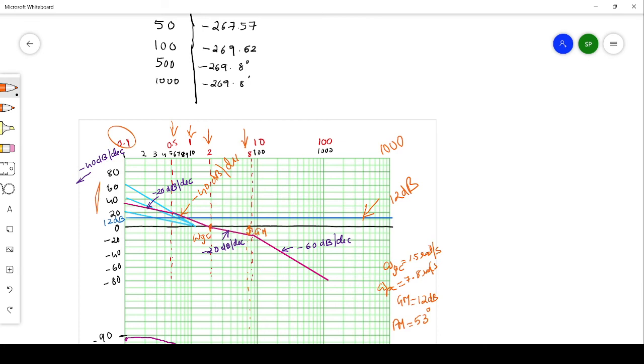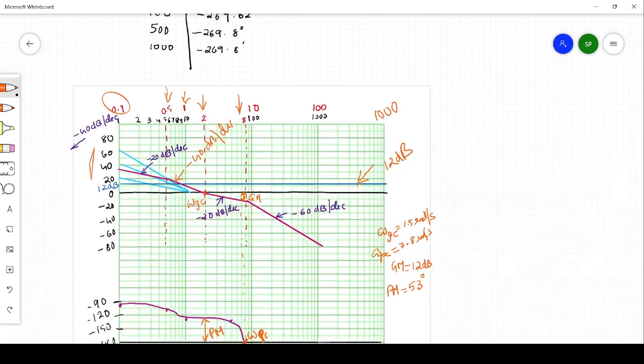Okay, so these slope lines I have already drawn, these light blue lines. So you can draw parallel to this line so that you will be getting that particular slope line, and you can draw wherever you wish. Okay, so our magnitude plot is done. It is completed. Now we will draw the phase angle.